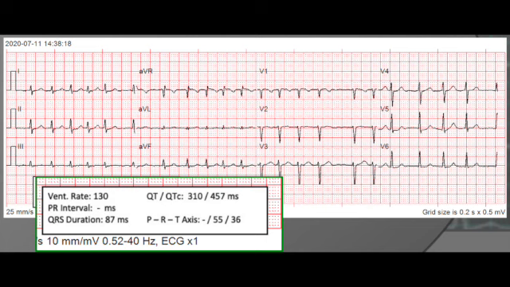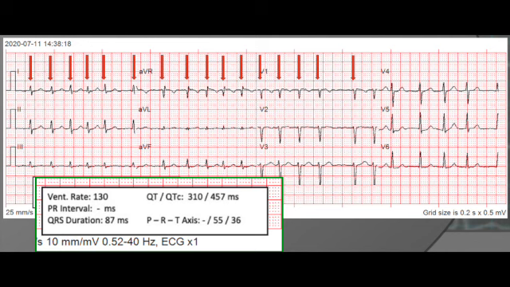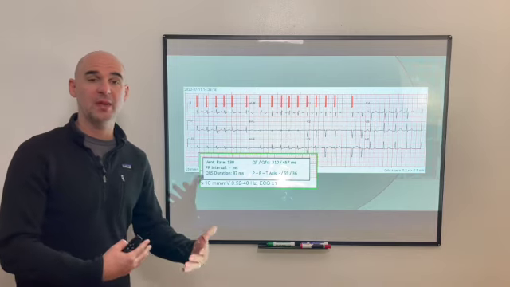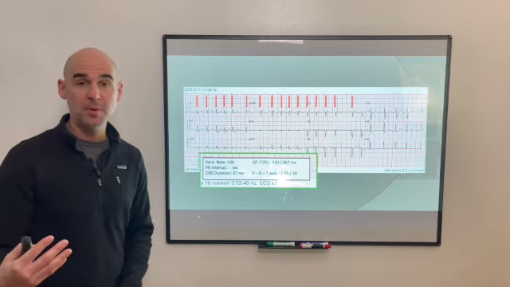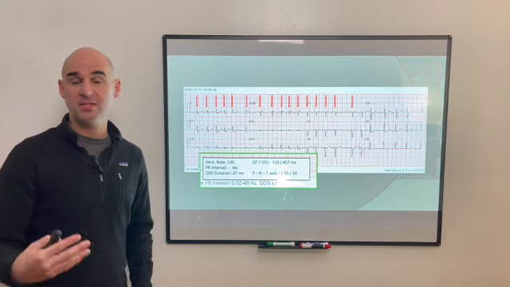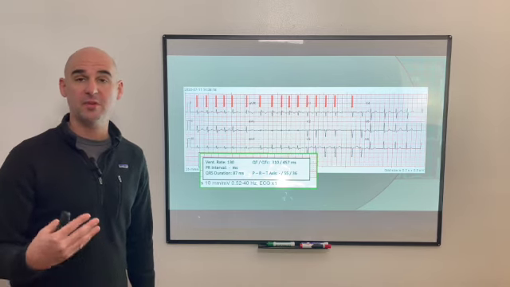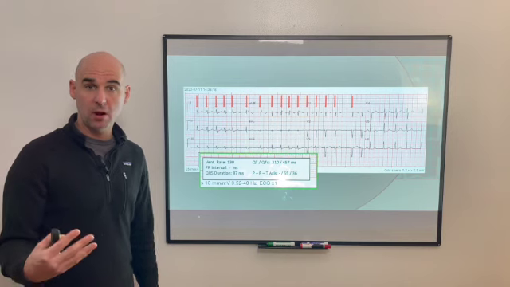So we've got that fast rate, and now we need to look at, is it regular or irregular? And as this marches out from complex to complex, it's actually completely irregular, right? And we said most likely with completely irregular, we're dealing with an atrial fibrillation. In this case, with the heart rate being 130 beats per minute, most likely this is an atrial fibrillation with a rapid ventricular response, or RVR.